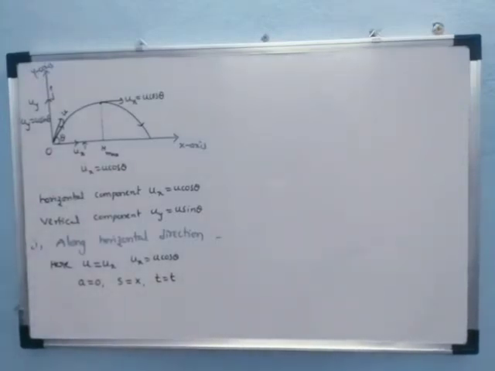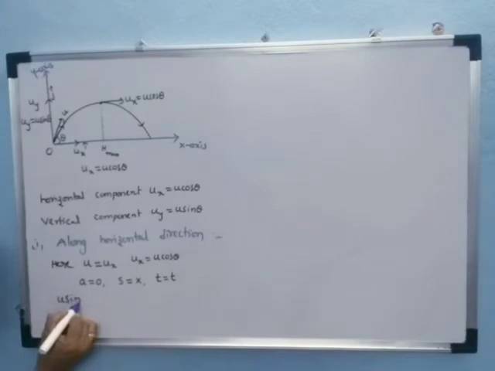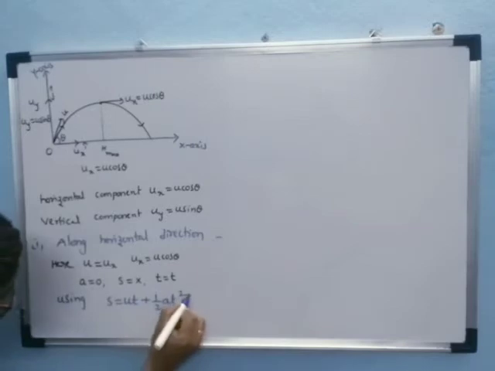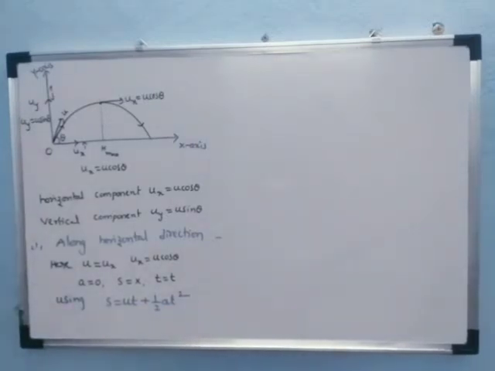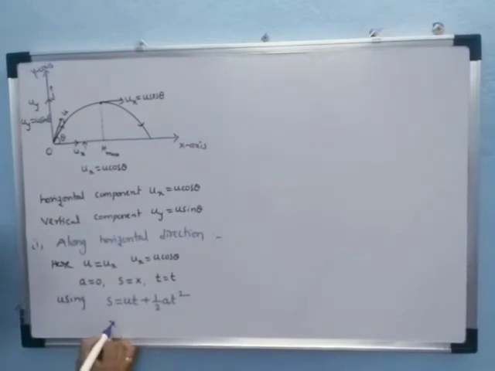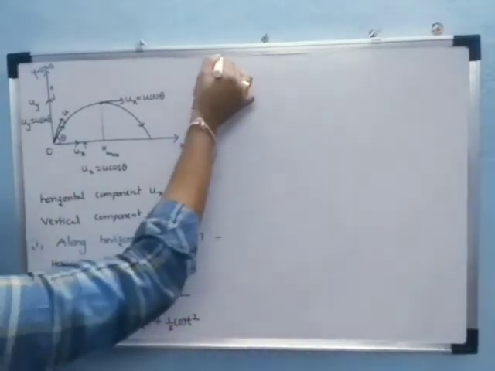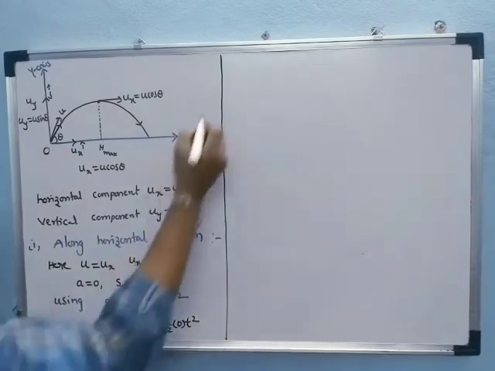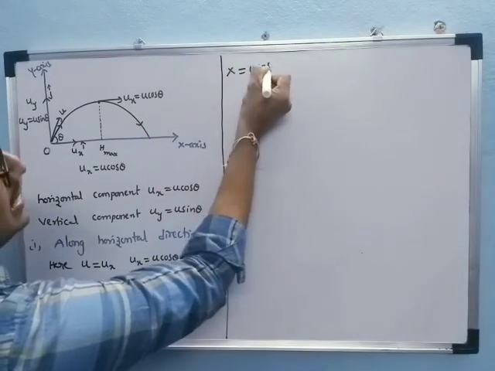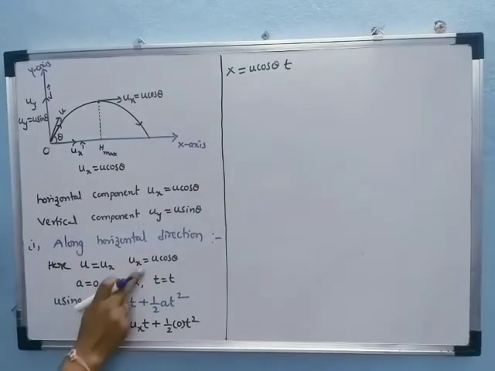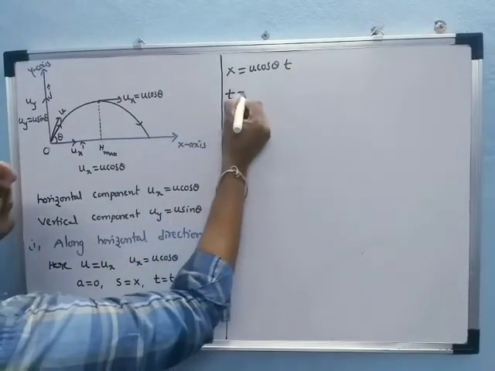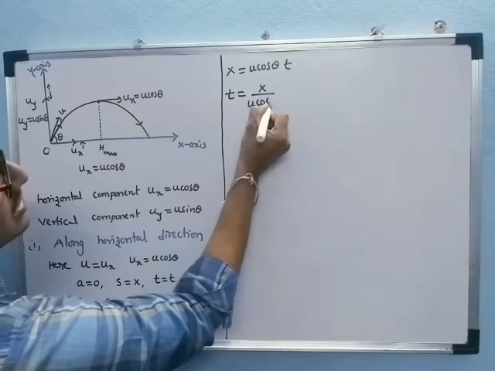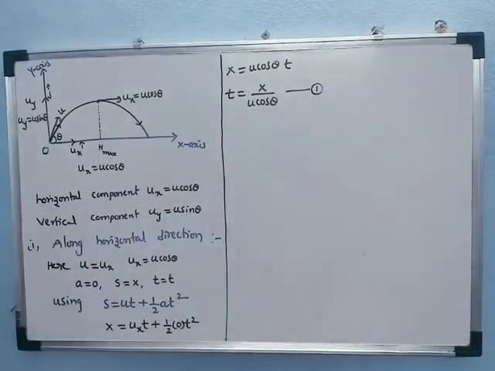Now using which formula? S is equal to ut plus half at square. S is equal to x, u is equal to ux, in time t, plus half into 0 into t square. 0 into something is negligible. So the remaining is x is equal to u cos theta into t, because ux is equal to u cos theta. Then we write t is equal to x by u cos theta. This is considered equation number 1.